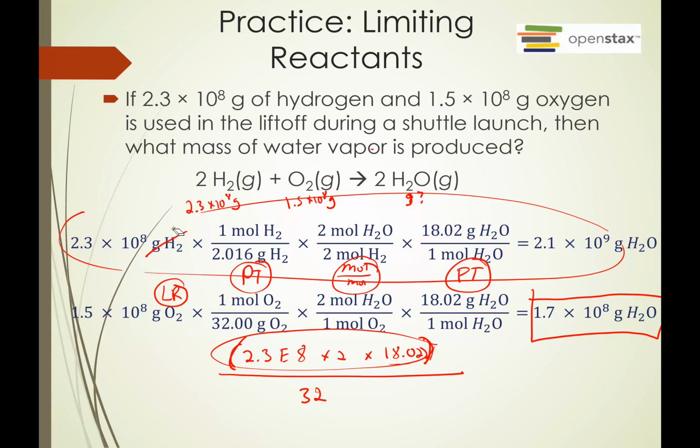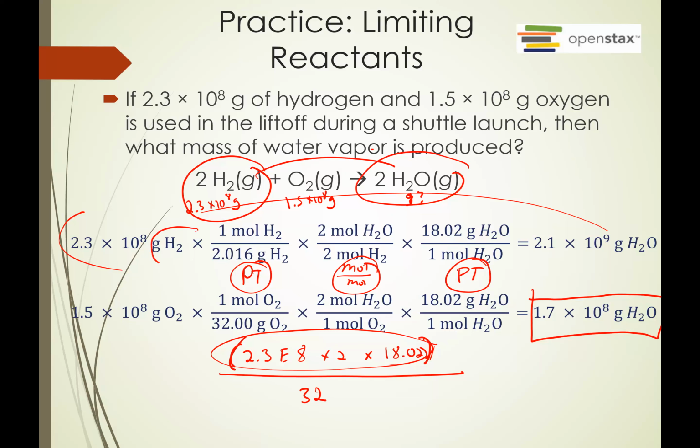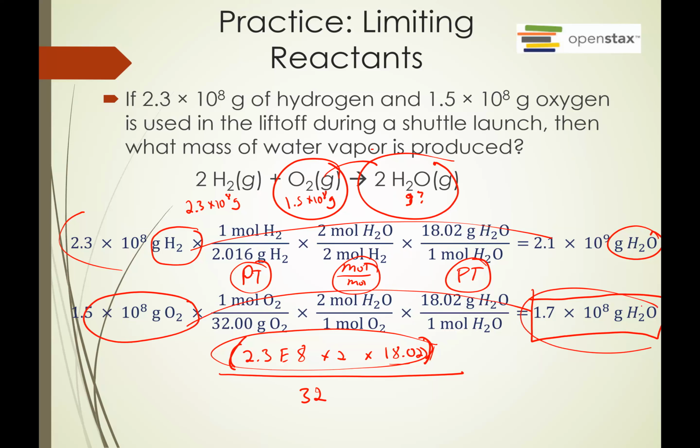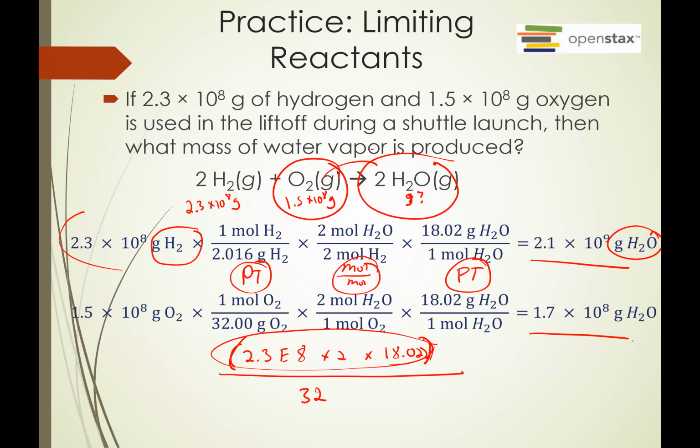So the one on the top, we started with hydrogen and then we converted it to water. That's this one right here. And then the one on the bottom, we started with oxygen and converted it to water. So it's two separate problems that we have to do. Does that make sense? And then how we tell which one is our answer is we look at which one is smaller. So this is smaller, so that's our answer. This one's imaginary, never happened.